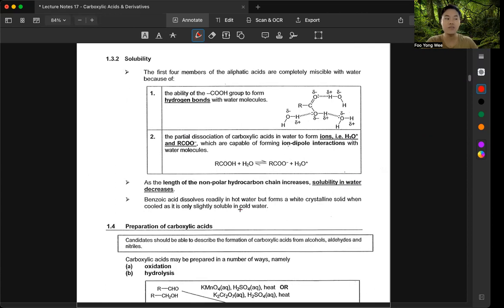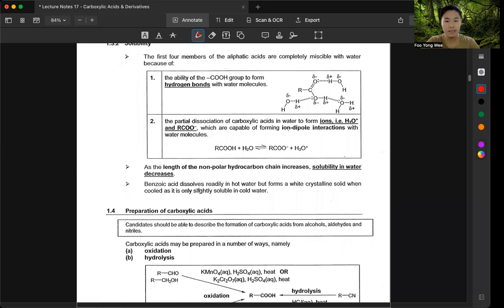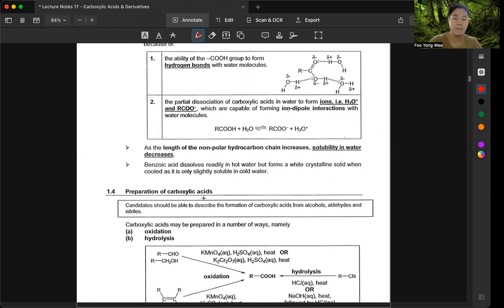However, if you continue to increase the length of the non-polar hydrocarbon chain, which is the hydrophobic part, the solubility actually decreases, because it becomes more and more hydrophobic. Okay, the interactions with water molecules become weaker. For example, benzoic acid dissolves readily in hot water, but when cooled, it forms a white crystalline solid, and it's only slightly soluble in cold water. Benzoic acid is the benzene ring with the COOH group.